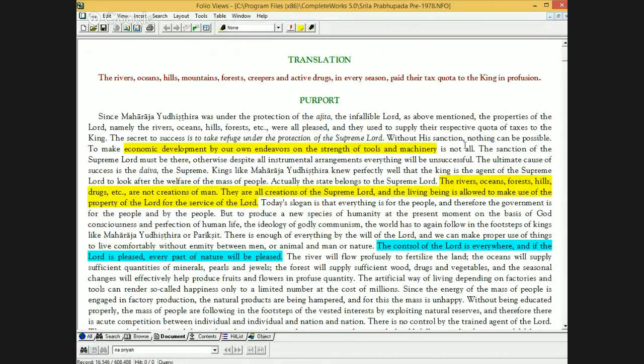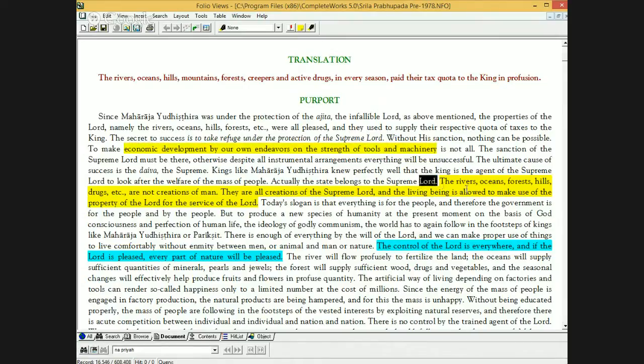Without his sanction, nothing can be possible. To make economic development by our own endeavor on the strength of tools and machinery is not all. Prabhupada does not at all accept this process of modern civilization. The sanction of the Supreme Lord must be there. Otherwise, despite all instrumental arrangement, everything will be unsuccessful. The ultimate cause of success is Daiva, the Supreme. Kings like Maharaj Yudhishthira knew perfectly well that the king is the agent of the Supreme Lord to look after the welfare of the mass of people. Actually, the state belongs to the Supreme Lord.